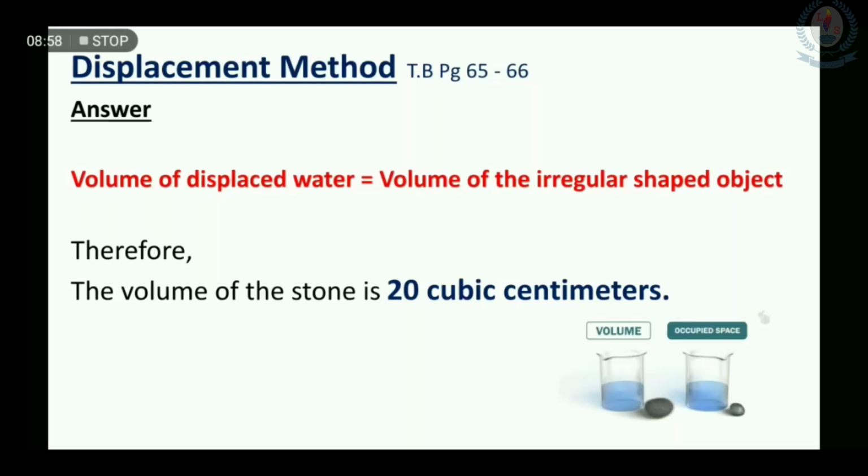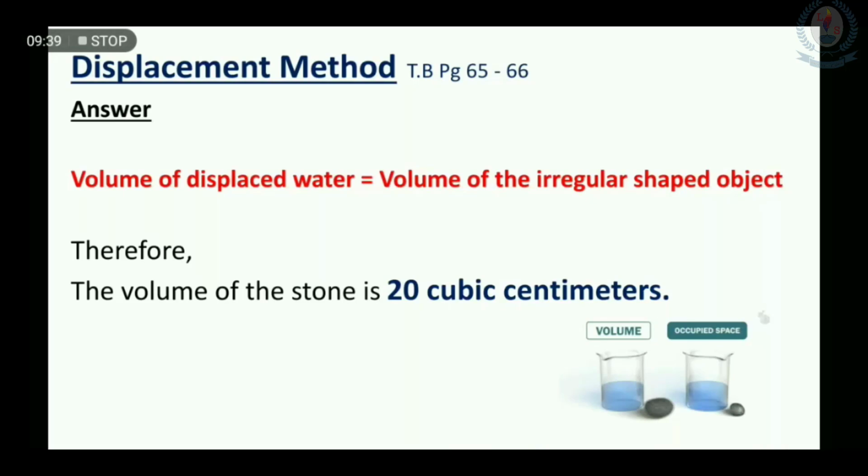As we learnt in the beginning, tell me the equation which we learnt. The volume of water displaced is equal to what? Yes, of course. It is equal to the volume of the irregular shaped object. So what is the irregular shaped object here? Stone, right? Okay. So tell me, what is the volume of displaced water which you can see in the measuring cylinder? Yes, it is 20 cubic centimeters.